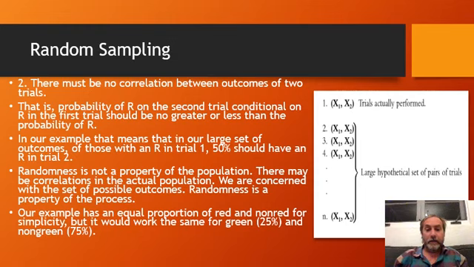So what does this mean? This means randomness is not a property of the population at all. Maybe for all we know, there is a correlation between different variables or different values of variables in the population. What we're saying there shouldn't be a correlation between is the sampling process. We're concerned with the sets of possible outcomes, and there shouldn't be correlations in those.